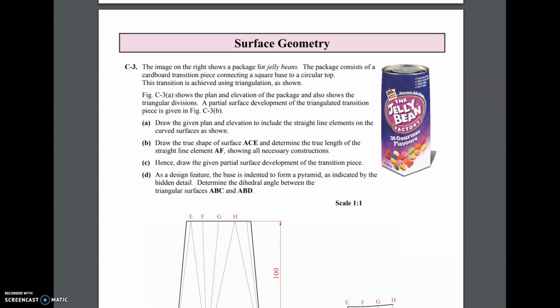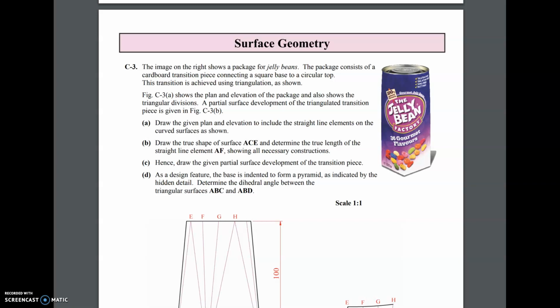Draw the true shape of surface ACE and determine the true length of the straight line element AF, showing all necessary constructions. Hence draw the given partial surface development of the transition piece. And part D then, as the design feature, the base is indented to form a pyramid as identified by the hidden detail. Determine the dihedral angle between the triangular surface ABC and ABD.